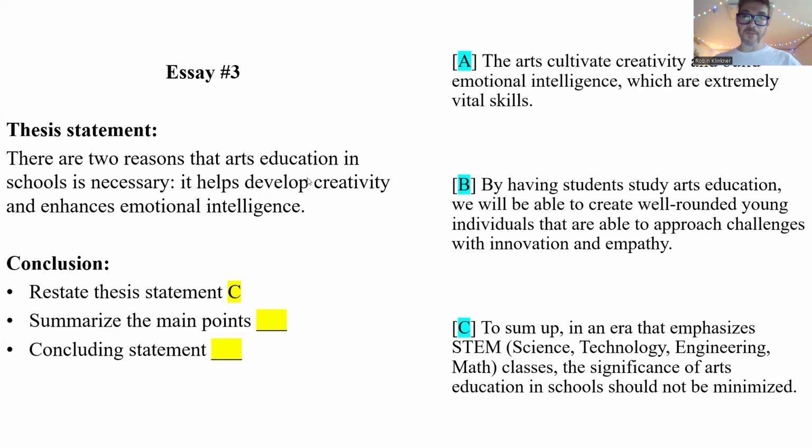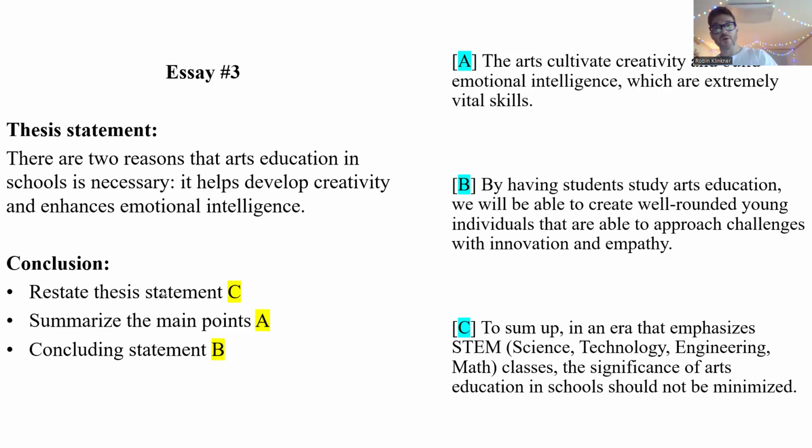Now, the summary is going to have the key points of the body paragraphs. So just remember, the summary is going to include developing creativity and enhancing emotional intelligence. That would be A. The arts cultivate creativity, and build emotional intelligence. So the summary of the main points should include body paragraph 1 reason, body paragraph 2 reason. That should be included in the summary of the main points.